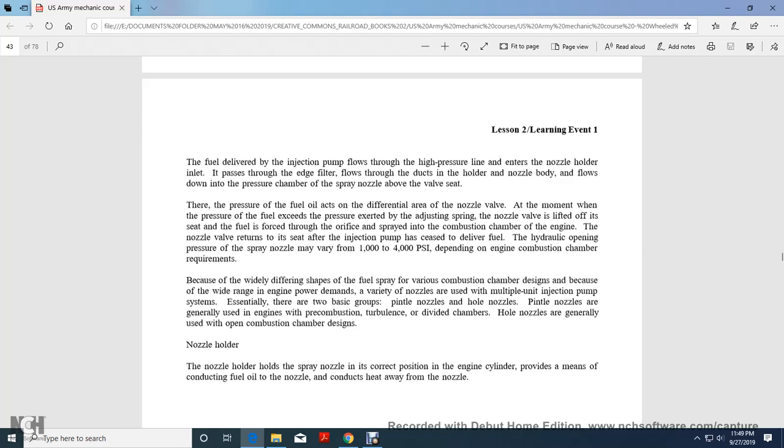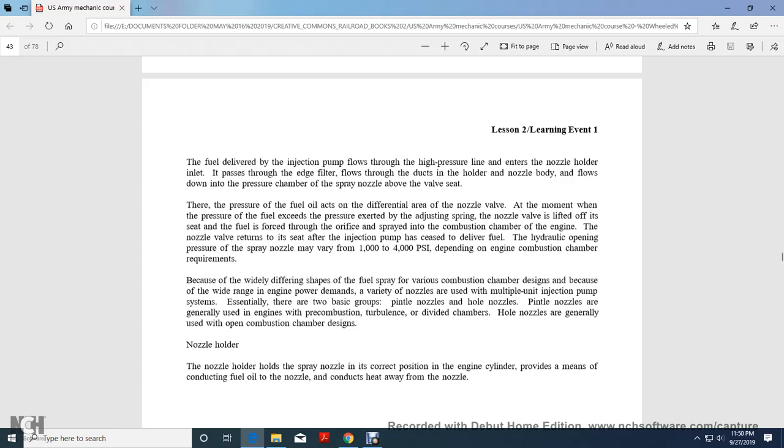Because of the widely different shapes of the fuel spray, the various combustion chamber designs, and the wide range of engine power demand, various nozzles are used, usually with the multiple unit injection pump system. Essentially there are two basic groups of nozzles: the pintle nozzle and the hole nozzle. Pintle nozzles are generally used for engines with pre-combustion or turbulence divided chambers. Hole nozzles are generally used with open combustion chamber designs.